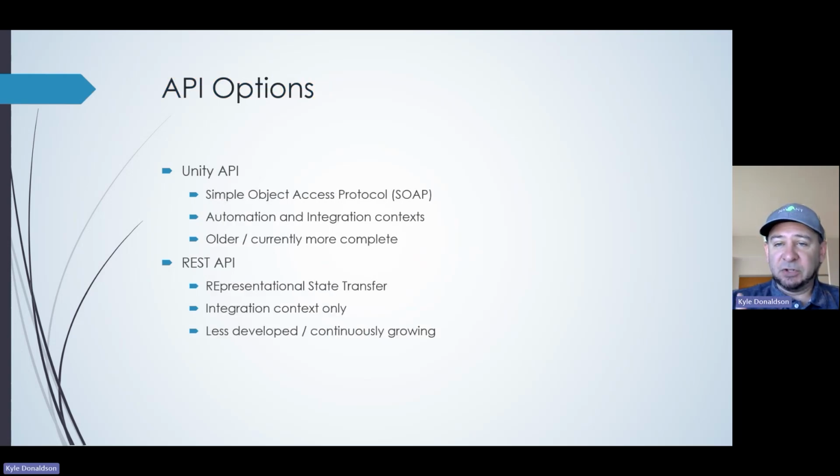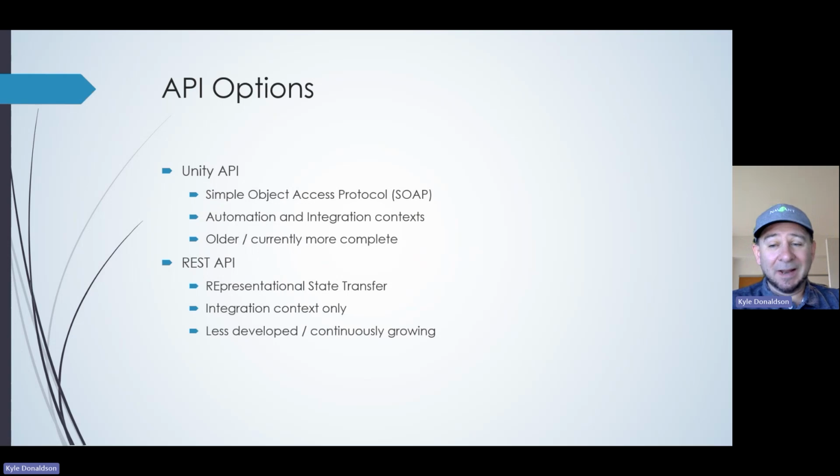You also have options for different APIs throughout OnBase's history. Various different APIs have come and gone. Currently, there are two of consequence, being Unity and REST. Unity is an older SOAP-based API, and it is available in both the automation and the integration context. Since this API has been around longer, it has more functionality available to it at this time.